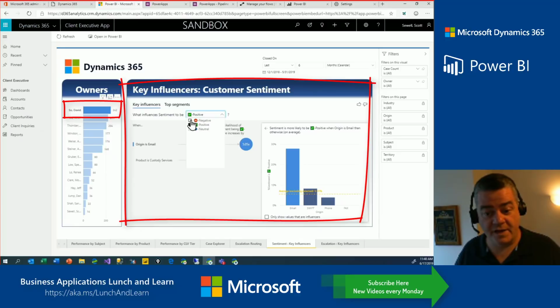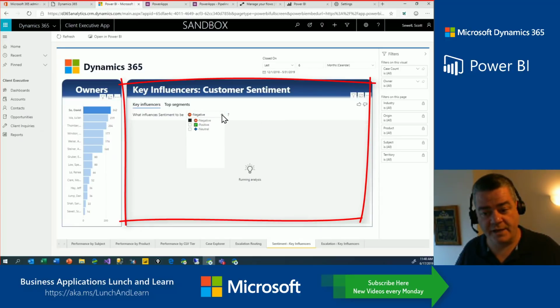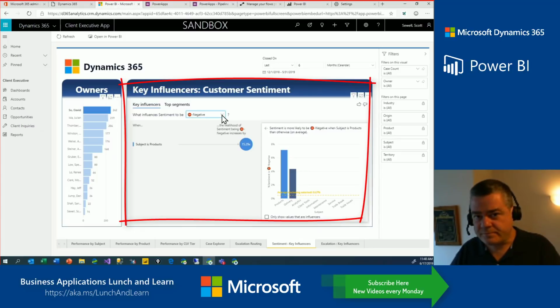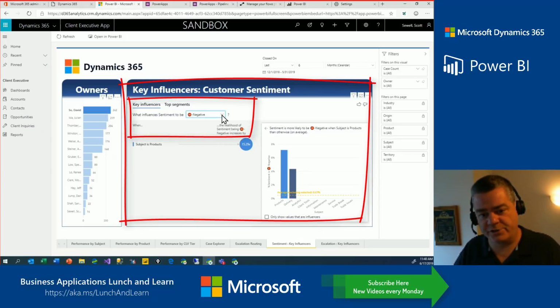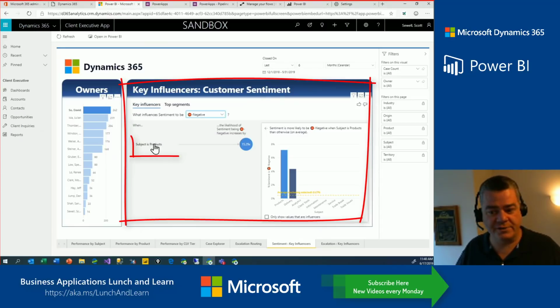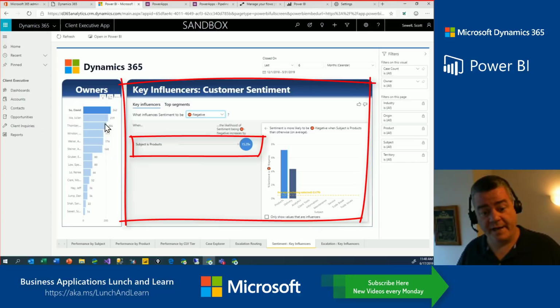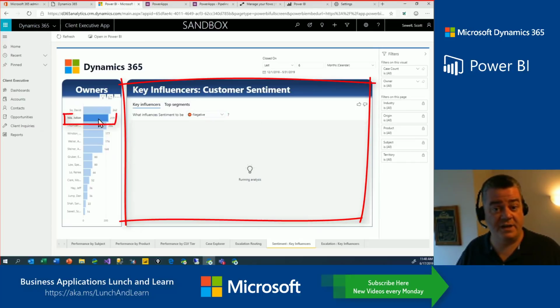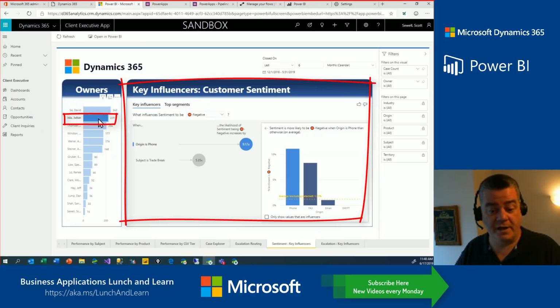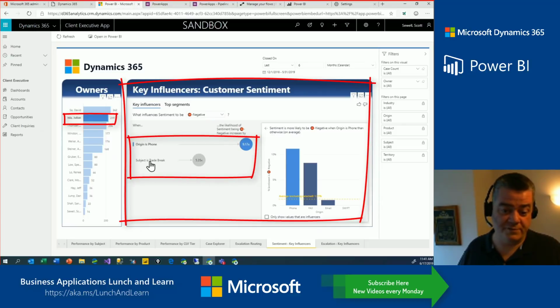But I can also, of course, if I need to have a coaching session with David, change it to negative and say, what is influencing it if a customer has a negative experience? What influences that result? And I find out if the case subject overall is just products, David doesn't have a great track record dealing with those customer cases. It winds up with a lot of negative cases like that. I could look at maybe another individual, Julian on the team, and analyze Julian's sentiment. And I find out that for Julian, if the origin is phone, he has a negative sentiment score. And if the subject is trade break.